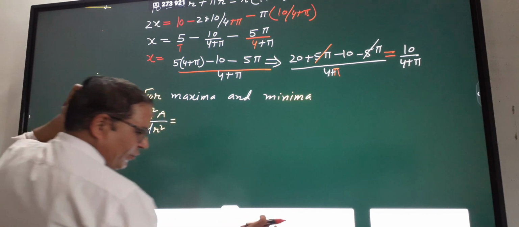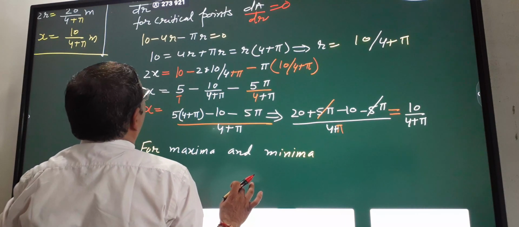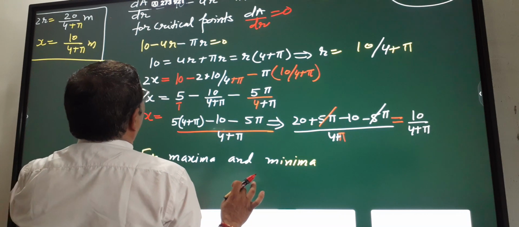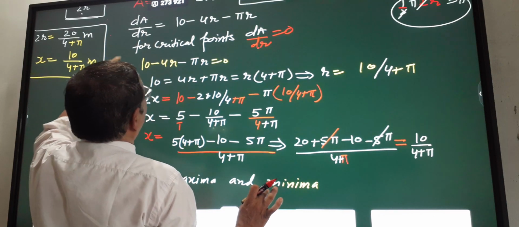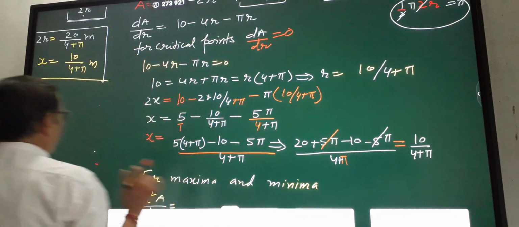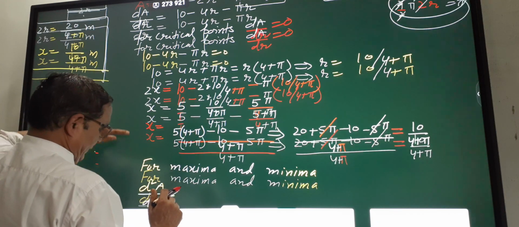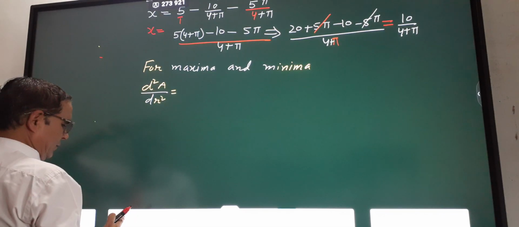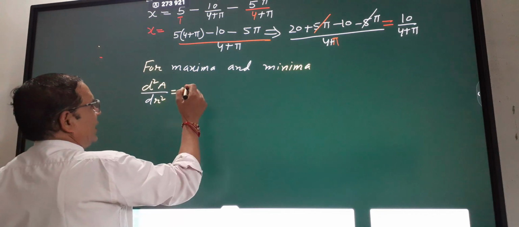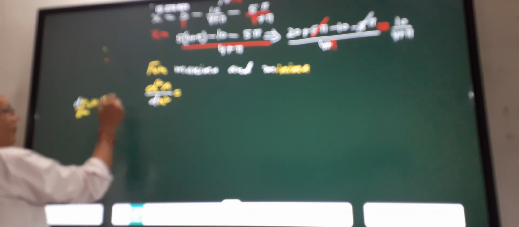So further we need dA upon dr. अभी move करना पड़ेगा हमें. So we need dA upon dr. dA upon dr is 10 minus 4r minus pi r. I लिखता हूँ. dA upon dr is equal to 10 minus 4r minus pi r.